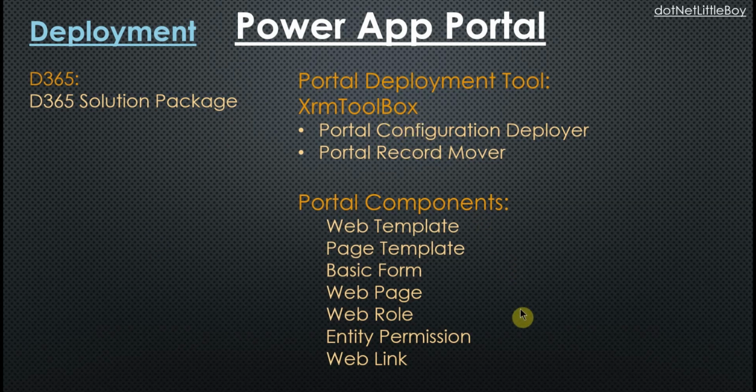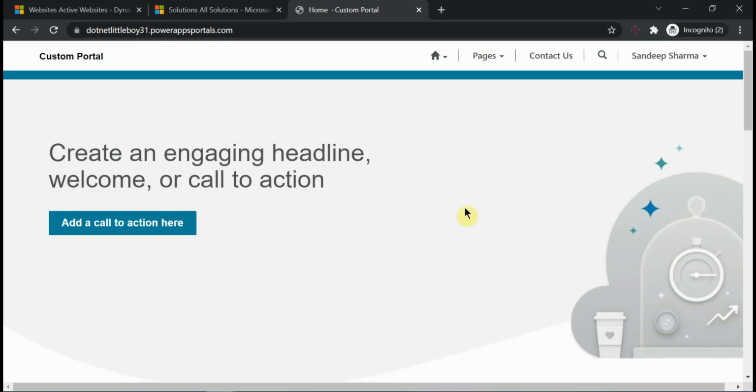Now I'm coming to the Dynamics. I'll show you first what my portal looks like and what components I have used, and then I'll show you the deployment steps I will be performing. Okay, so I have connected to my source portal. This is environment 31. This is my source environment where I have developed the Power App portal.